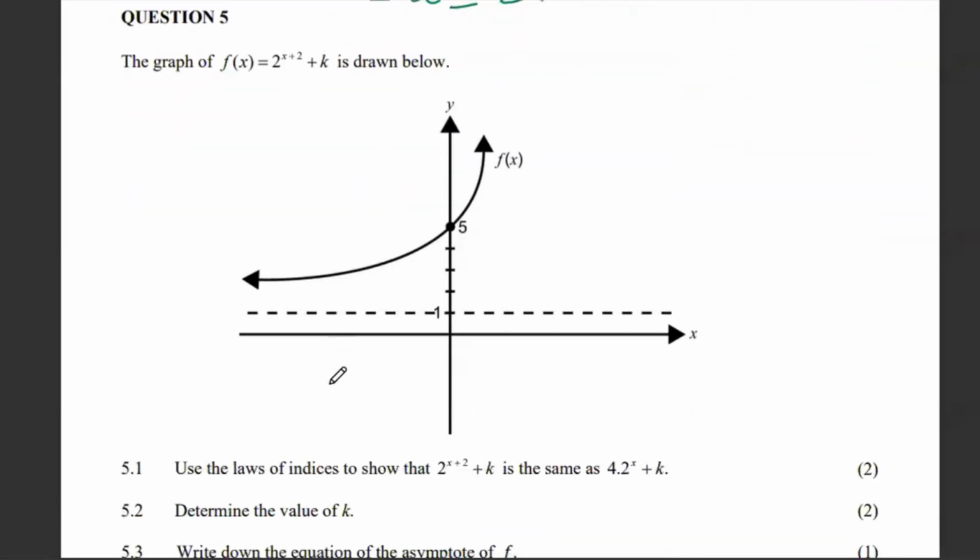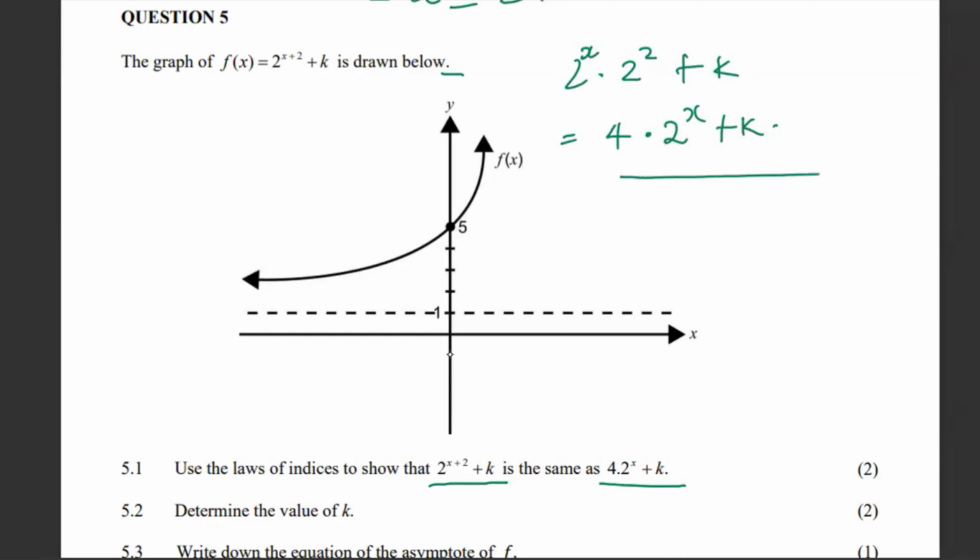And then for question 5, which is the exponential, f of x is 2 to the x plus 2 plus k, drawn below. All right. Use laws of indices to show that this is also the same as that. So we split this up now: 2 to the 2x multiplied by 2 squared plus k. We know that 2 squared is the same as 4. Now multiplied by 2 to the x plus k. That's all we have to show.